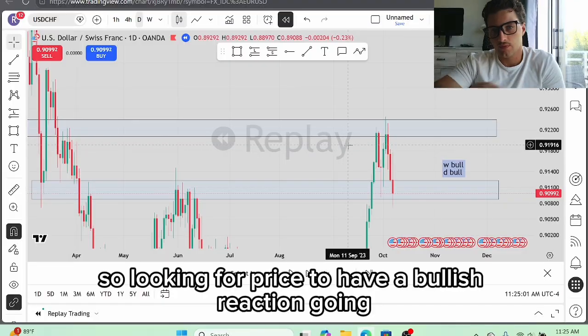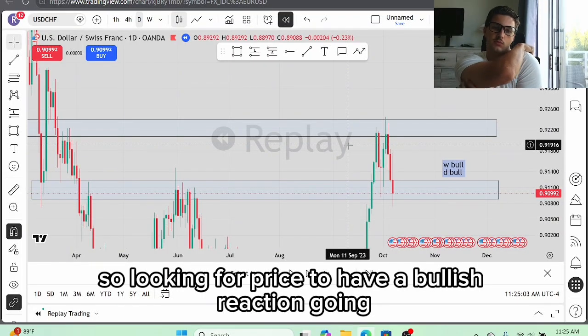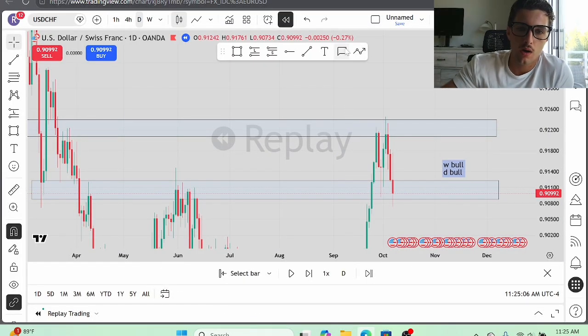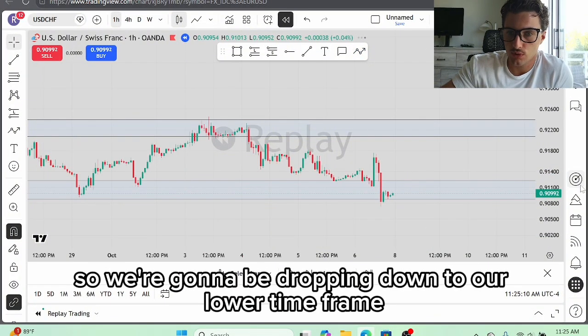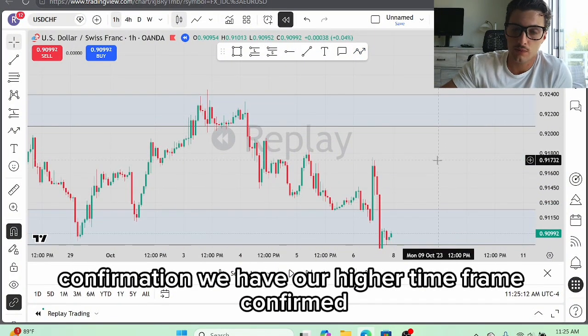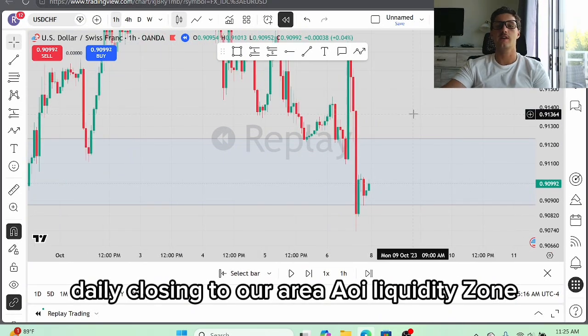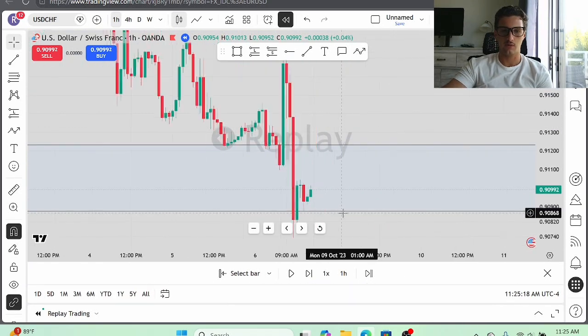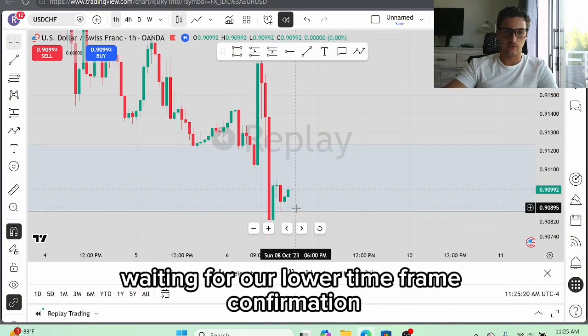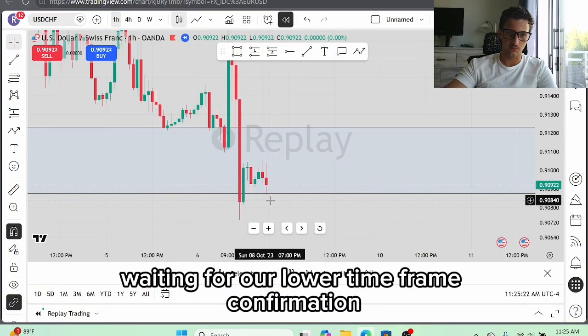So looking for price to have a bullish reaction, going upwards. We're going to be dropping down to our lower time frame confirmation. We have our higher time frame confirmed: daily close into our AOI, liquidity zone, whatever you want to call it. So now we're going to be patiently waiting for our lower time frame confirmation.